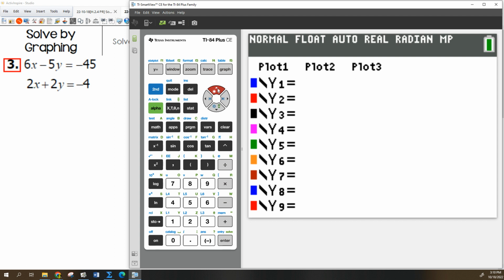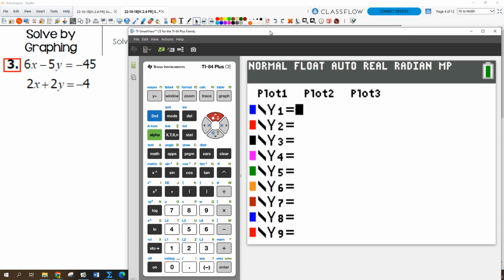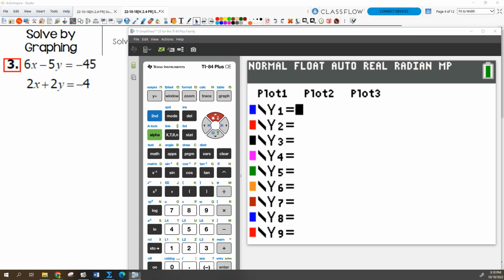In the top equation, so that'll be our blue one, right? That top one. Let me keep this thing on top here. There we go. Always in front. Okay, so first line is blue. So for the blue line, what are the two algebra steps to get the y by itself? What do I have to do first? Subtract 6x, right? To get rid of that. Then I divide everything by negative 5.